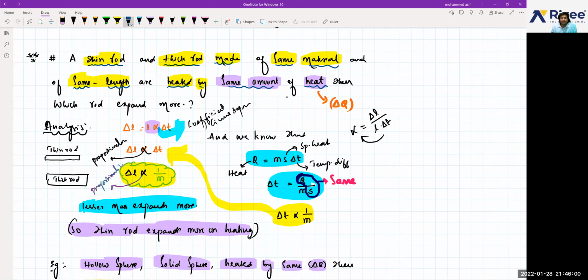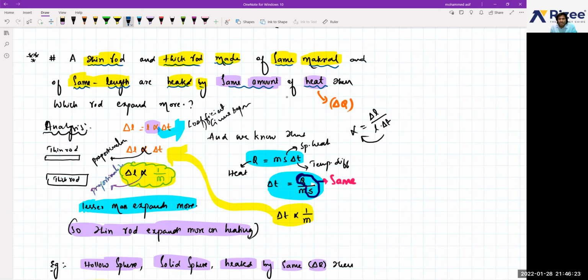That means delta Q. So this is your thin rod, and this is your thick rod. The expansion formula is the same: delta L is equal to L into alpha into delta T, so expansion is directly proportional to the temperature difference. As the same amount of heat is given, we know the heat formula: Q is equal to m s delta T, where delta T is the temperature difference, s is the specific heat, m is mass, and Q is heat.